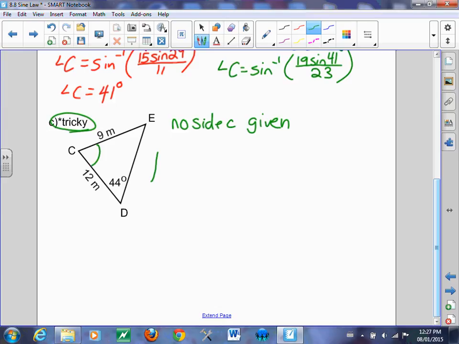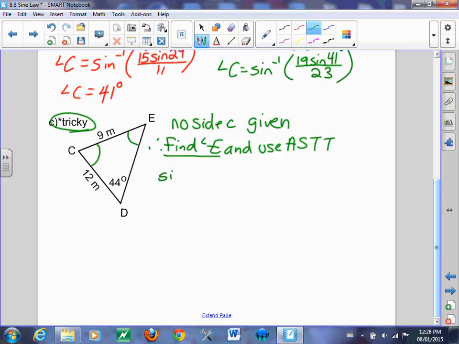Does anybody have any other strategies for how we can find side C? Well, maybe we can't use side C. We have to do something different. I want you to remember, folks, that in a triangle, if you know two angles, you can find the third. So our strategy here is that we need to find angle E, and once we find angle E, we can use the angle sum triangle theorem, or subtract all the given angles from 180. So we're going to find angle E. I'm going to put that on top.